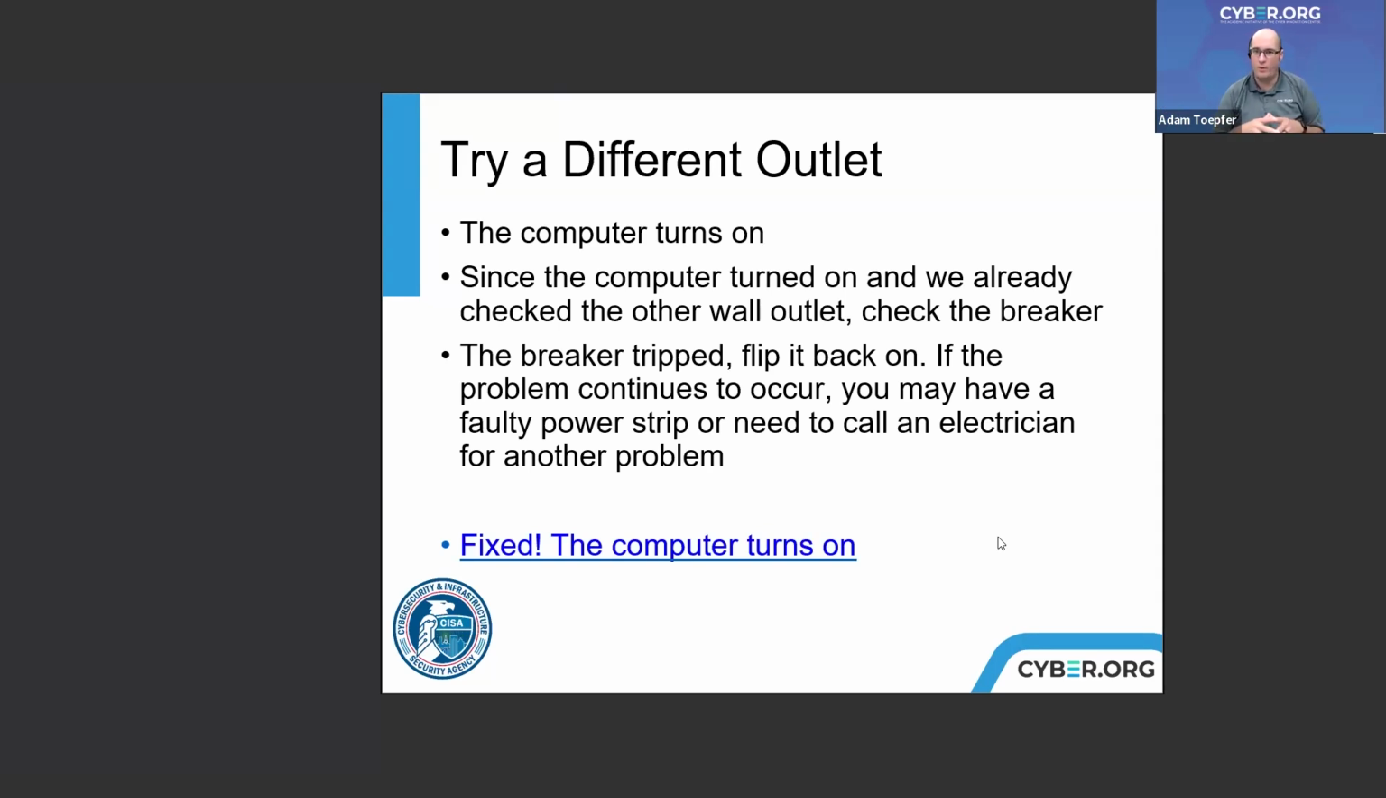We already checked the other wall outlet and we checked the breaker. The breaker tripped and we flip it back on. If the problem continues to occur, we might have a faulty power strip or we need to call an electrician because it might be a little more complicated than that.